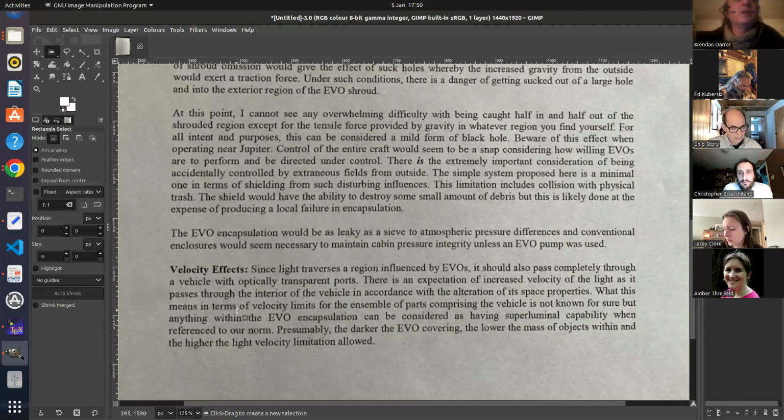What this means in terms of velocity limits for the ensemble of parts comprising the vehicle is not known for sure, but anything within the EVO encapsulation can be considered as having superluminal capability when referenced to our norm. Presumably, the darker the EVO covering, the lower the mass of objects within, and the higher the light velocity limitation allowed.